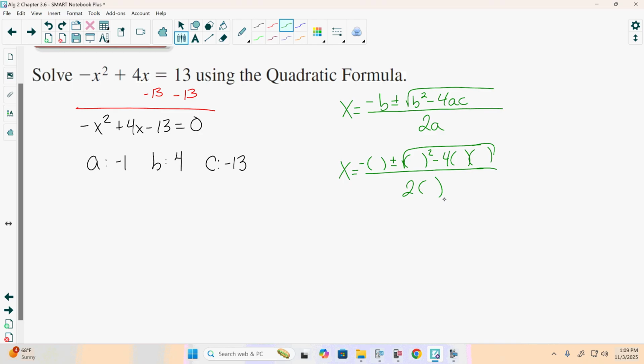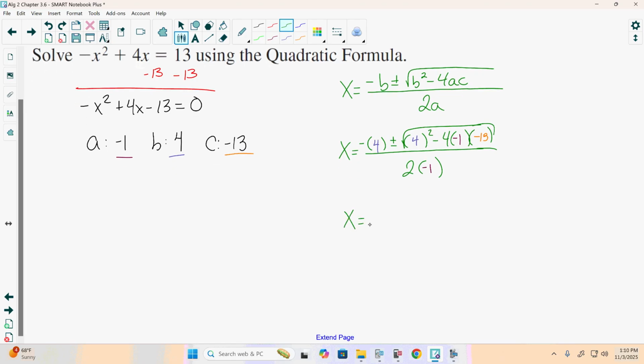So, plug in our values. So we can start with A. And the two places A shows up, one's in the denominator, and one's next to our 4AC. B, negative B and B squared. And lastly, C is our negative 13. Well, our negative 4 is just negative 4. The denominator 2 times negative 1 is negative 2. 4 squared minus 4 times negative 1 times negative 13.